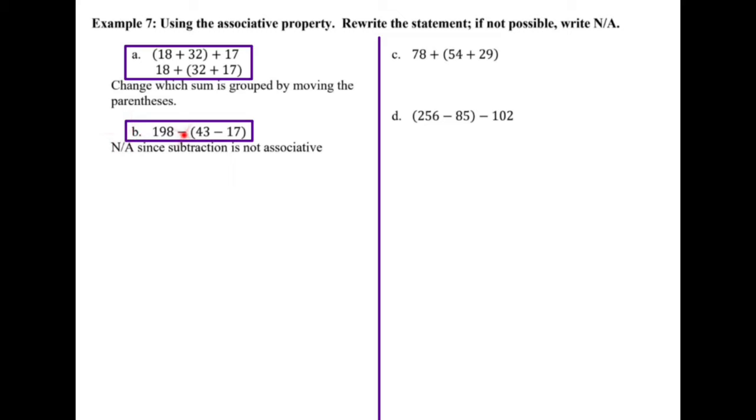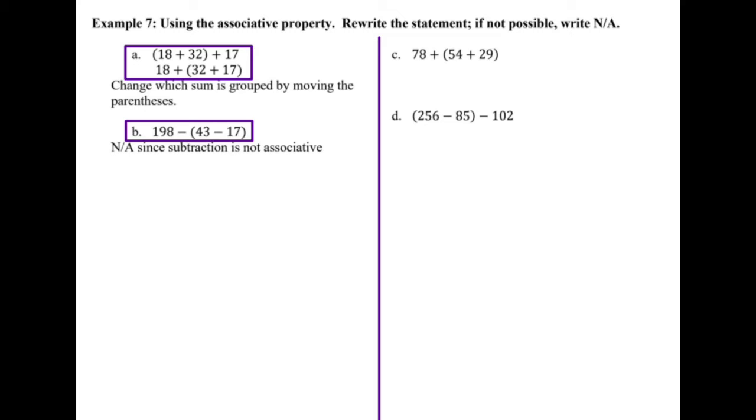Okay, on B, subtraction is not associative. And again, like I said, we're going to get into negatives, and I don't want to do that necessarily. Sometimes it's negatives, sometimes it isn't, but I don't want to get into that yet. So if it's subtract, just know there is not a subtraction associative property.